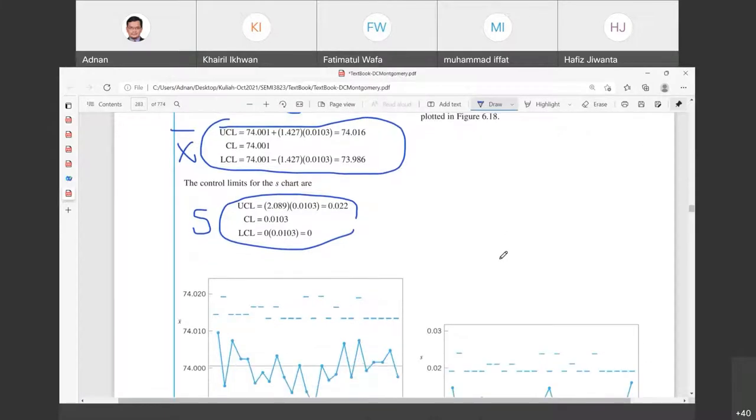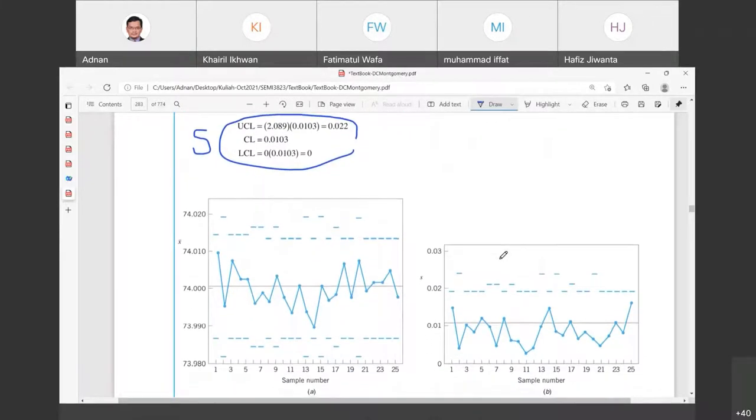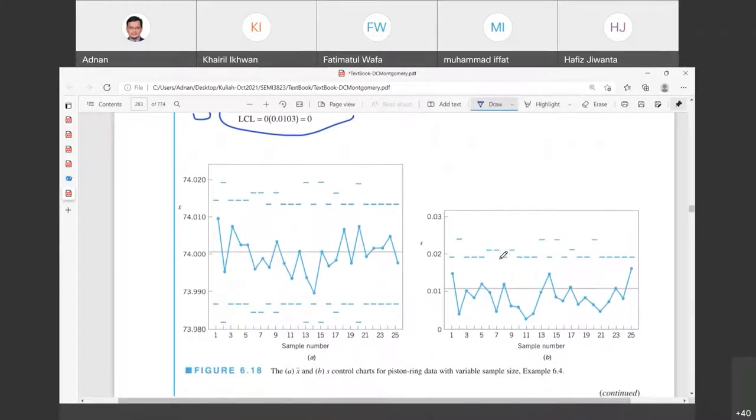Now, when we plot, you may see that there are differences from the earlier one. What do you observe in this chart? This is using variable sample size. How is it different from the earlier chart? Do you notice anything? The dash. The dash here is actually showing the control limits.